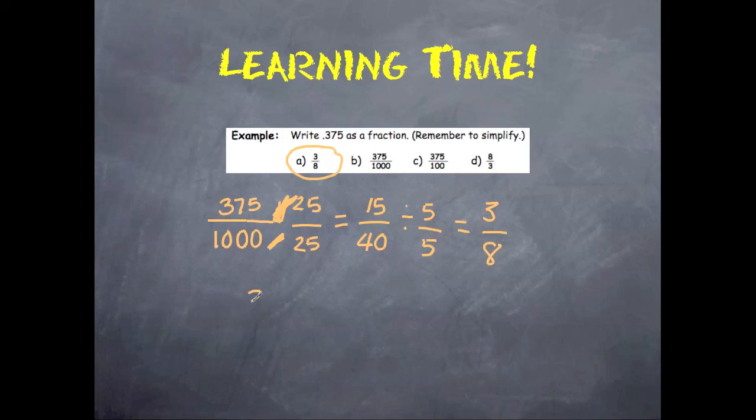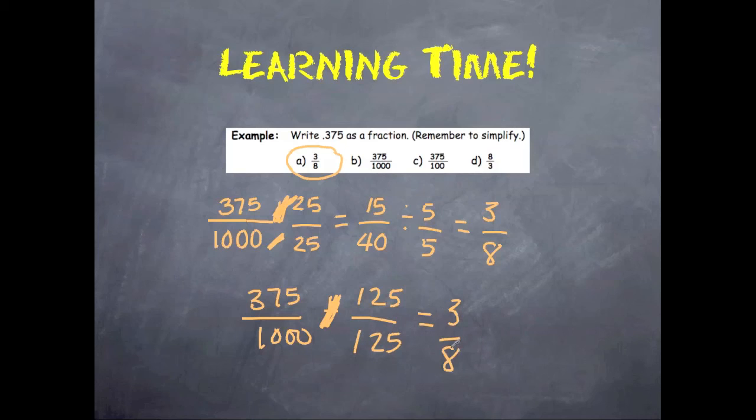We can also, if we're going to simplify, just divide 375 and 1,000 by the greatest common factor of both of those numbers, which in this case is 125. So if we divide the top and the bottom by 125, then we'll get 3/8 again. So that means that 0.375 written as a fraction is 3/8. I hope that helps.